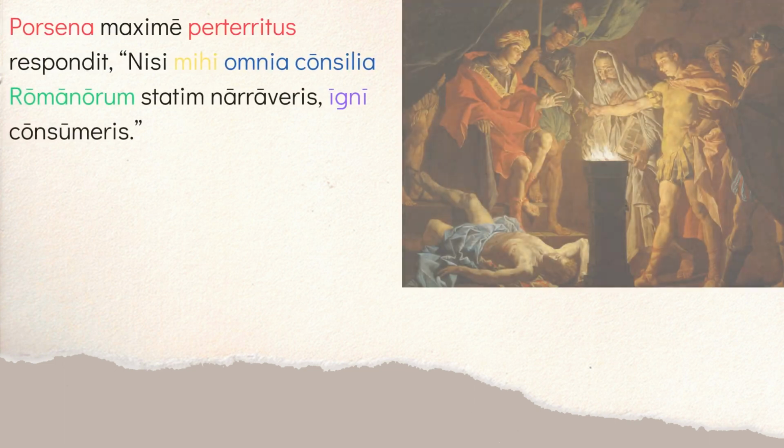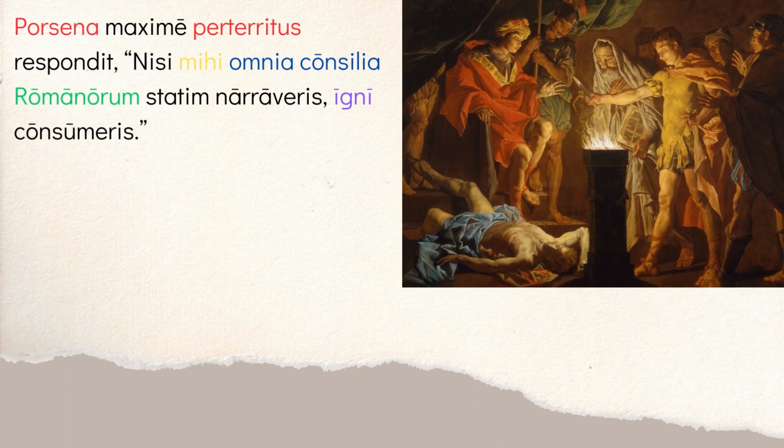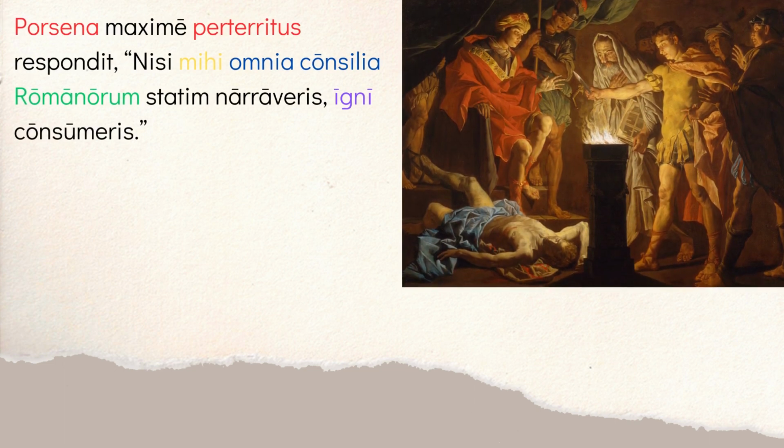Porsenna maxime perterritus respondit, nisi mihi omnia consilia Romanorum statim nauaveris igni consumeris. So here's the threat from the king. You have Porsenna, perterritus, and here's your adverb again, maxime, it's irregular. So greatly or very frightened, perterritus is frightened there. So greatly frightened, he responded.